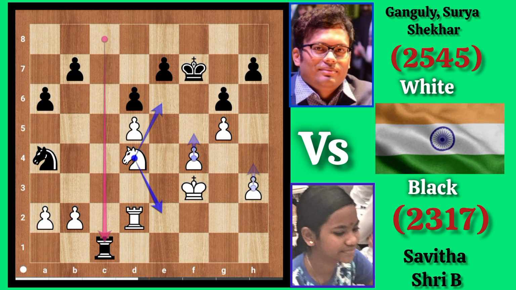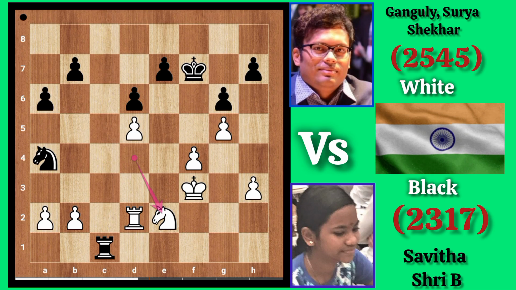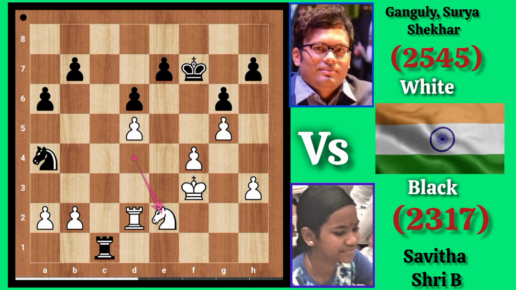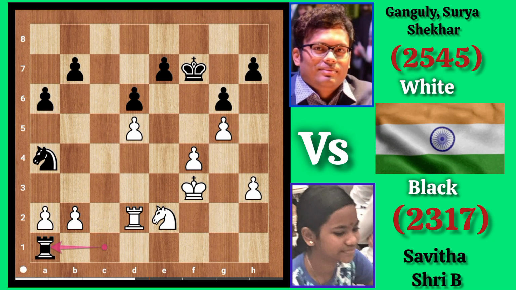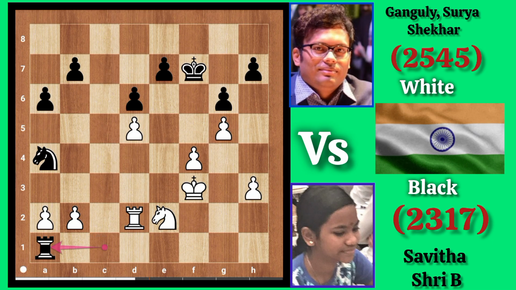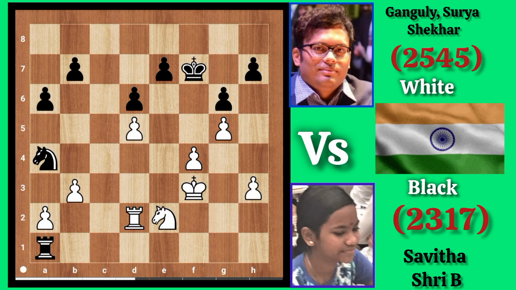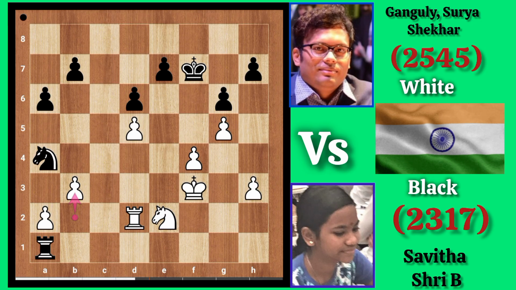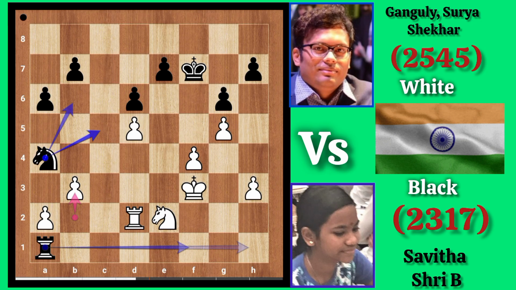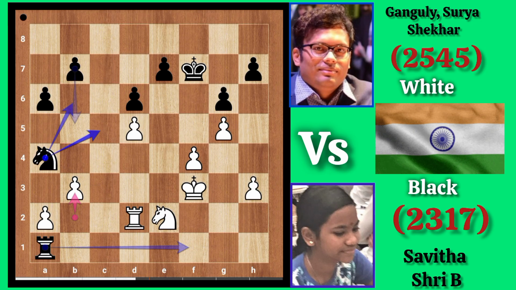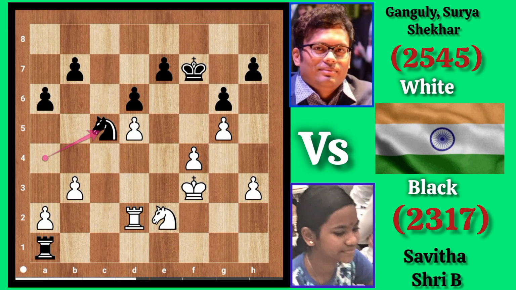34. Knight e2. White tries to kick the intrusive rook away. 34. Rook a1. Black relentlessly switches targets, now attacking the a2 pawn. 35. b3. White pushes the pawn to kick the knight, but it creates even more holes in his structure. 35. Knight c5. The knight returns to its golden throne on c5.